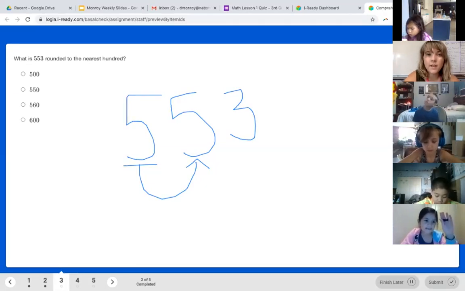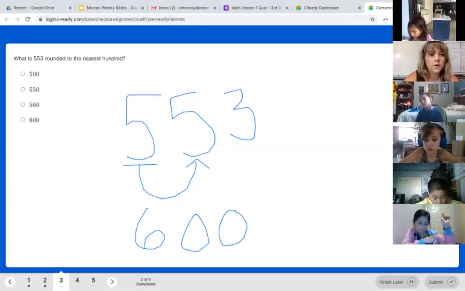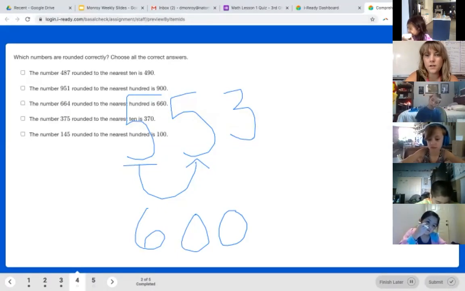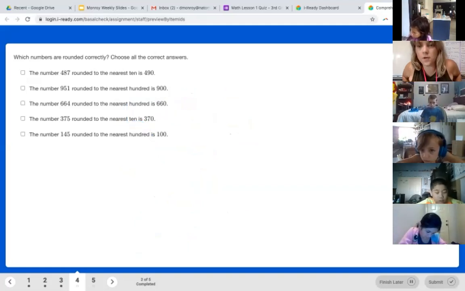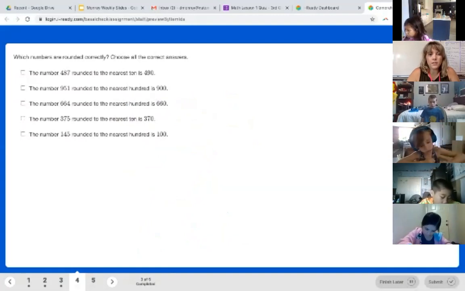6. And then we zero the numbers behind it. So that means this becomes a 6, this becomes a 0, this becomes a 0. So your answer should have been 600. All right, moving on to number 4. So if you wrote that last one on your whiteboard, erase it. And here we go. So it says, which numbers are rounded correctly? Choose all the correct answers.